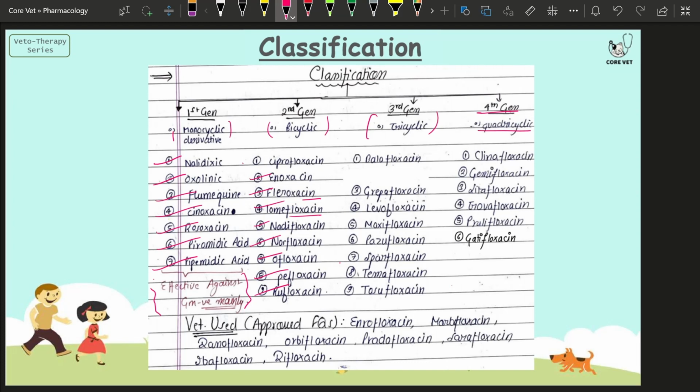If we talk about the third generation, the third generation has balofloxacin, grepafloxacin, levofloxacin, moxifloxacin, pazufloxacin, sparfloxacin, temafloxacin, and tosufloxacin.